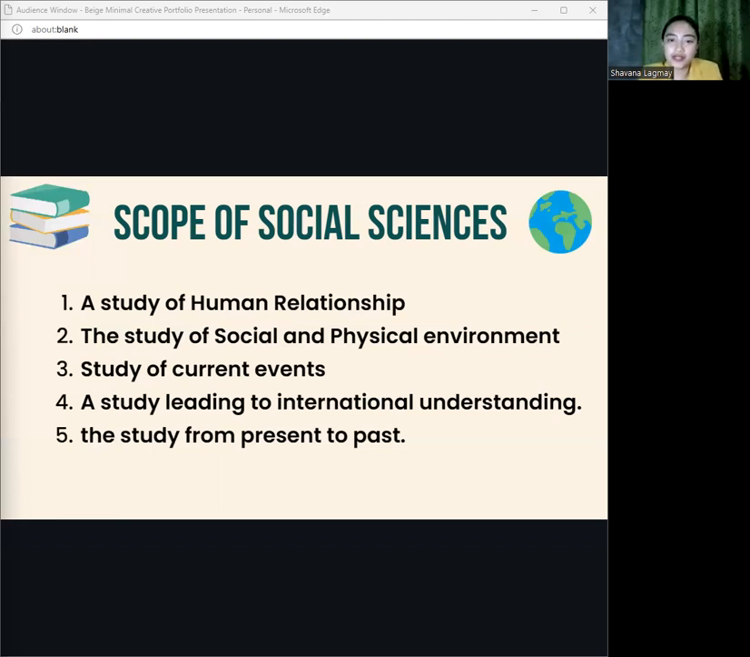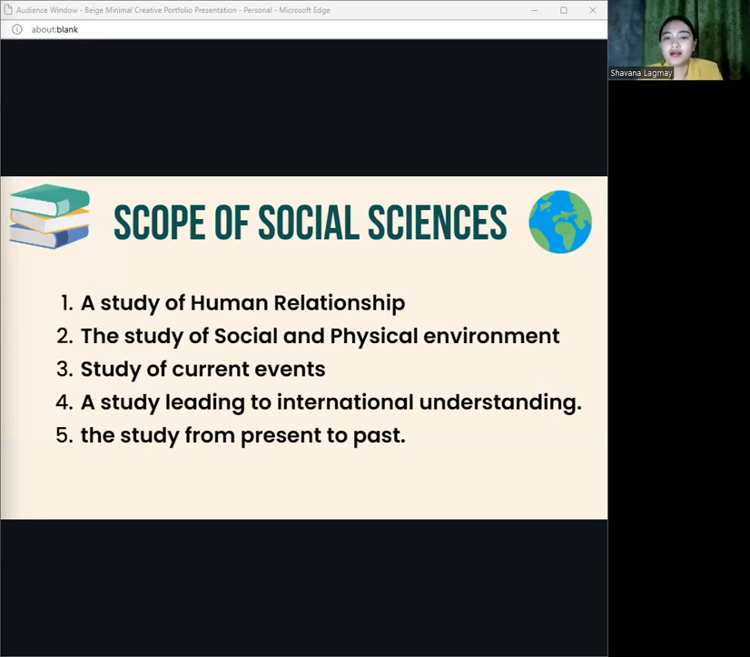Okay, so the third one is that social science is the study of current events. So, studying current events helps people understand the importance of events and issues in the news, but not only in the news, but also from our everyday life, because it stimulates people to explore and learn more about the news and to pay attention to the issues they see and hear outside of their homes.